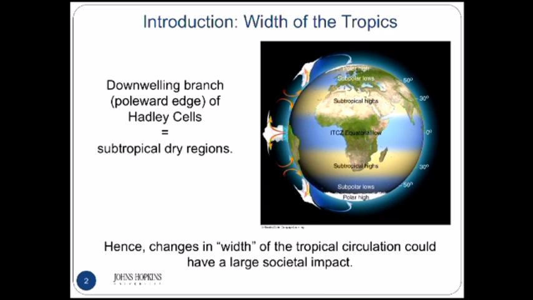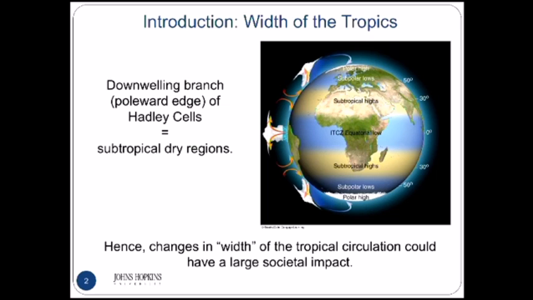Just looking at this simple picture, you would realize that if something happened so that this tropical region was expanding, or you moved where this downwelling region and these dry zones are, that could have a large societal impact. There are a lot of people who live in these regions where water supply or quality is already an issue, so if there's any change in that, that would be of some concern.